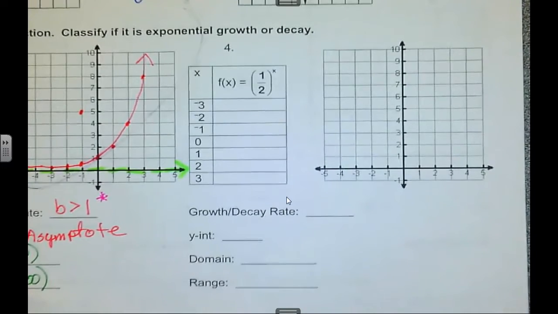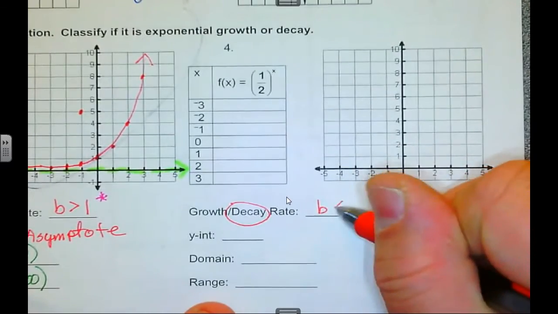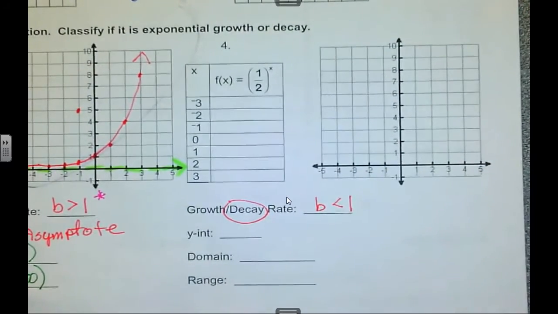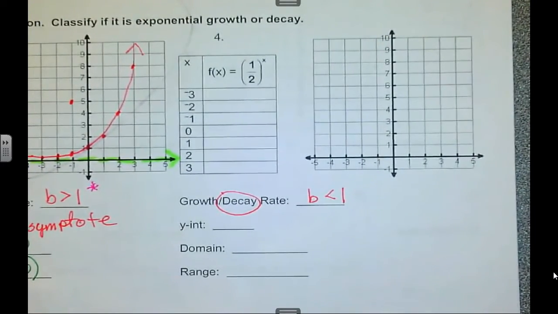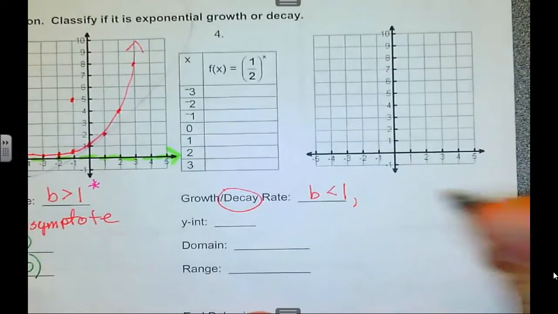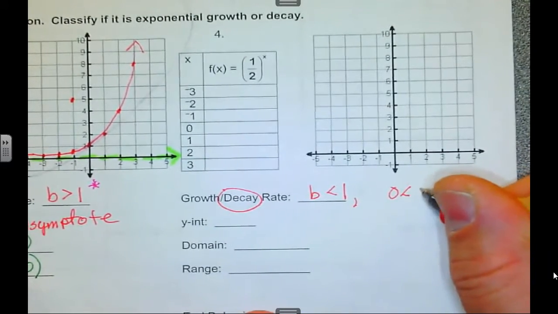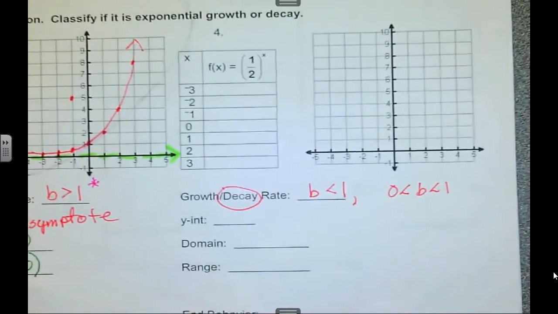Okay, do I have growth or decay on this one? Growth or decay? Why? Because my B is less than 1. Good. If you really want to make your Algebra 2 teacher really happy, you could say it's a fraction between 0 and 1. But I will accept B is less than 1.